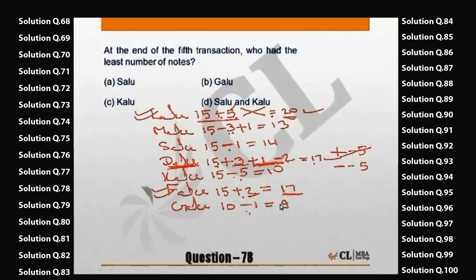So, let's come to the questions. One question is, at the end of the 5th transaction, who had the least number of notes? When we go through the final number of notes, one thing is obvious, that Galu was the person who had the least number of notes, 9. So we of course know the answer. And the answer is Galu. We had how many notes? 9 notes.